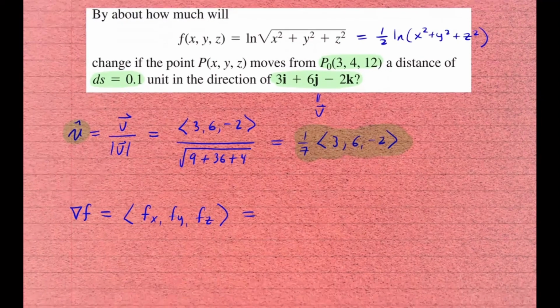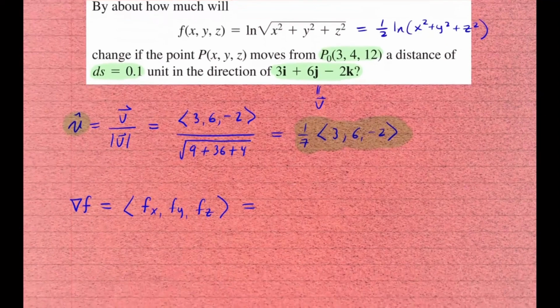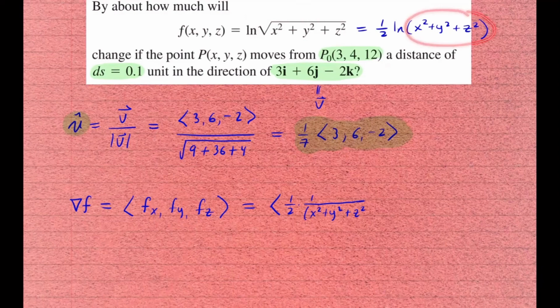Now we're going to use the chain rule from calculus 1 to find the partial derivatives. Our partial derivative with respect to x of this function is going to be 1/2 times 1 over x squared plus y squared plus z squared, times the derivative of x squared plus y squared plus z squared. Since you're taking the partial derivative with respect to x, everything is constant except for x. So that's going to be multiplied by 2. I'm just going to put times 2 on the numerator, just like this.